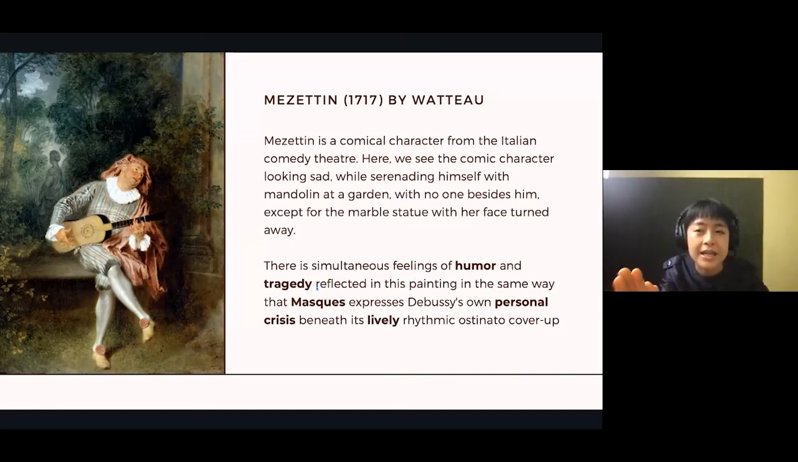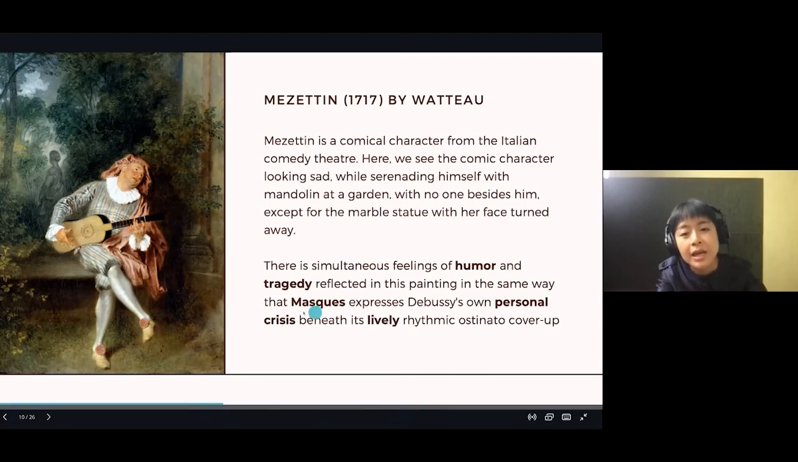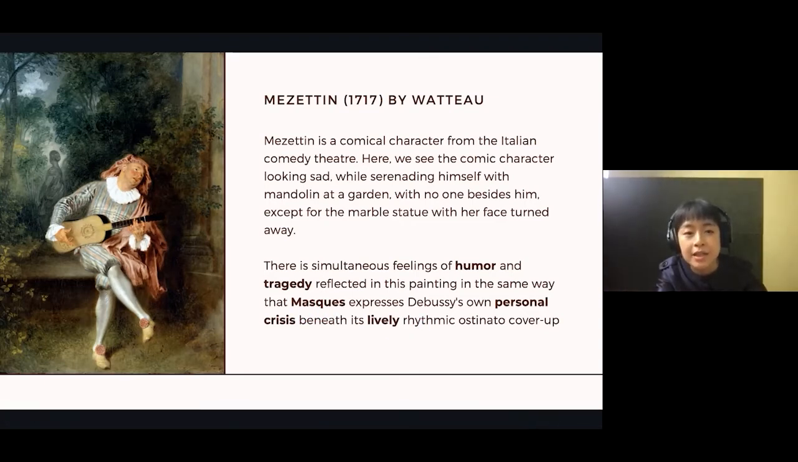And this is at the very heart of Watteau's painting. Watteau's painting actually influenced the poet Paul Verlaine and then Debussy himself. And in Masques, it's very important that you should be able to feel both humor and tragedy. And we know that Masques expresses Debussy's own personal crisis. Beneath its lively rhythmic ostinato cover-up, we could hear from the beginning that this rhythmic ostinato is very apparent, even until the very end.